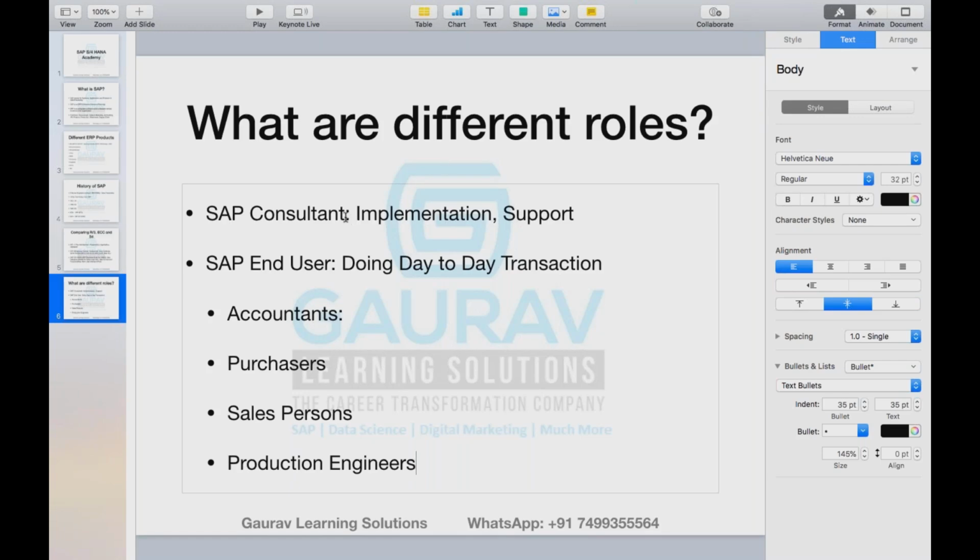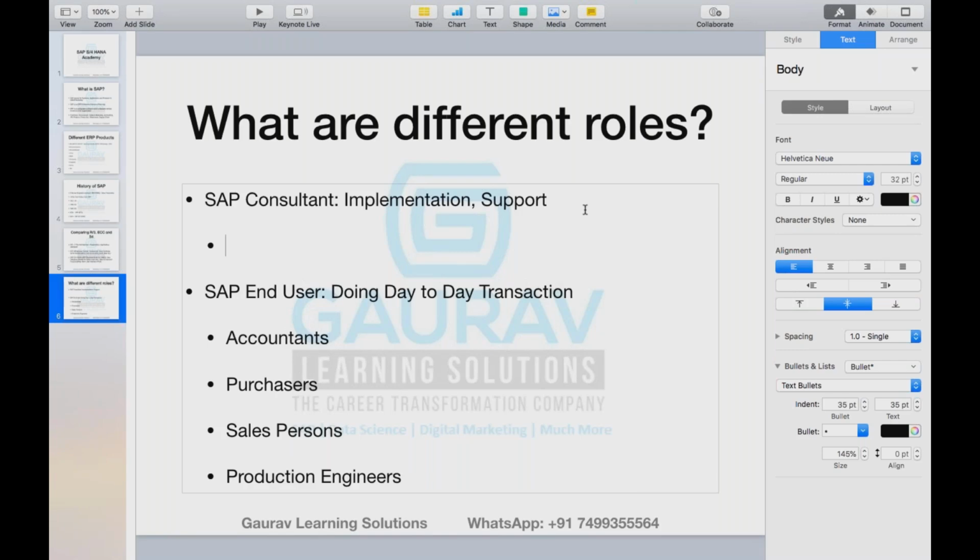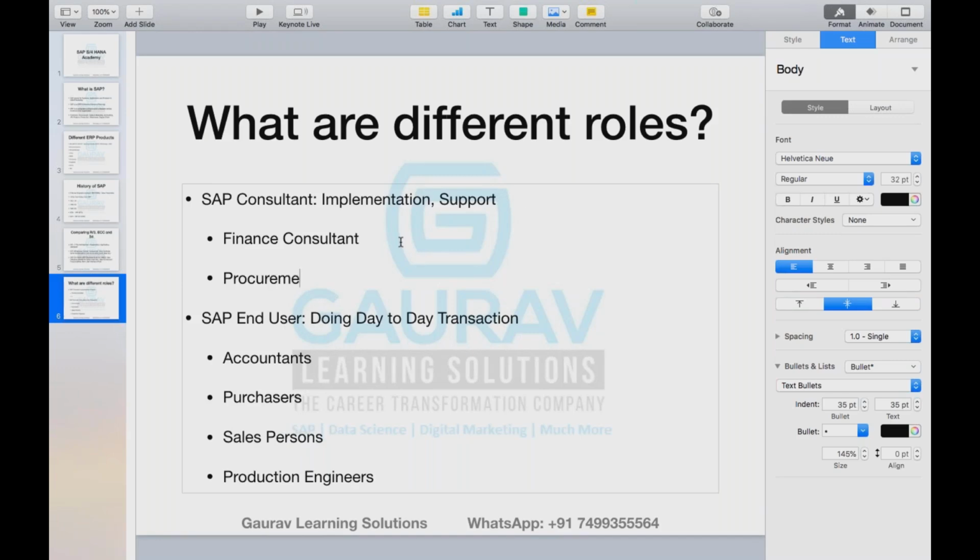Right? The same way, as a consultant, you don't need to remember everything. As a consultant, you don't need to support accountants, purchasers, salespersons, and production engineers all together. Why? Because as a consultant, you will be responsible for one thing at a time. So either you are a finance consultant. If you are a finance consultant, you will be working directly with accountants to gather their requirements. Or you are a purchasing consultant, you can say a procurement consultant, which is nothing but MM.